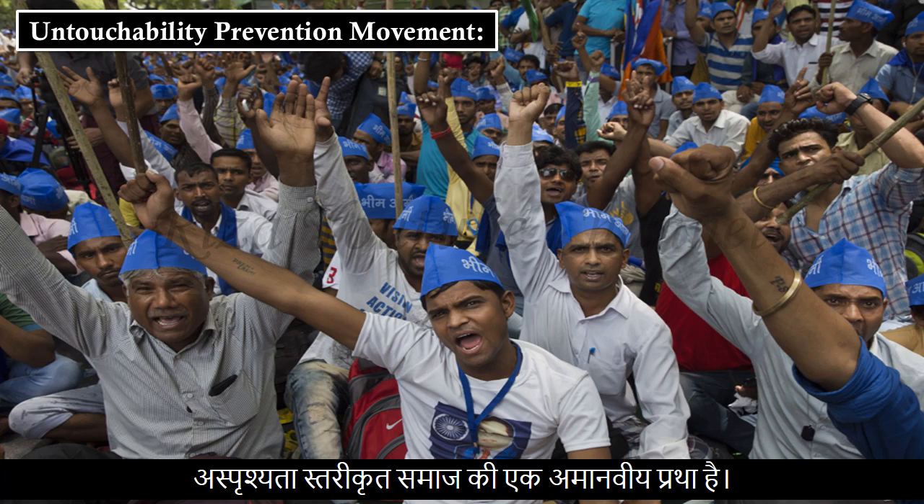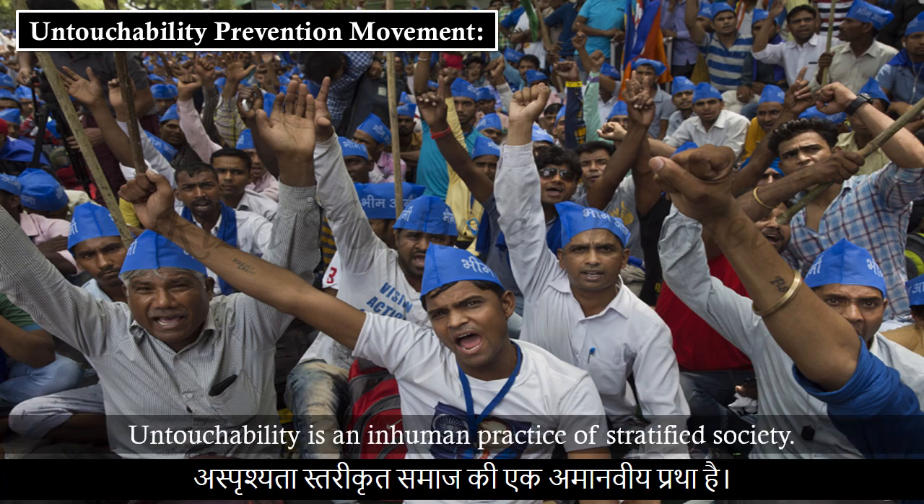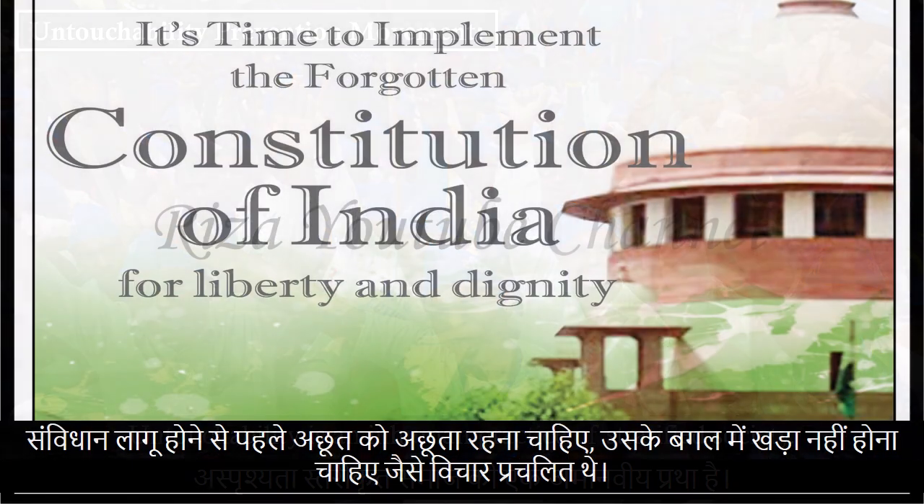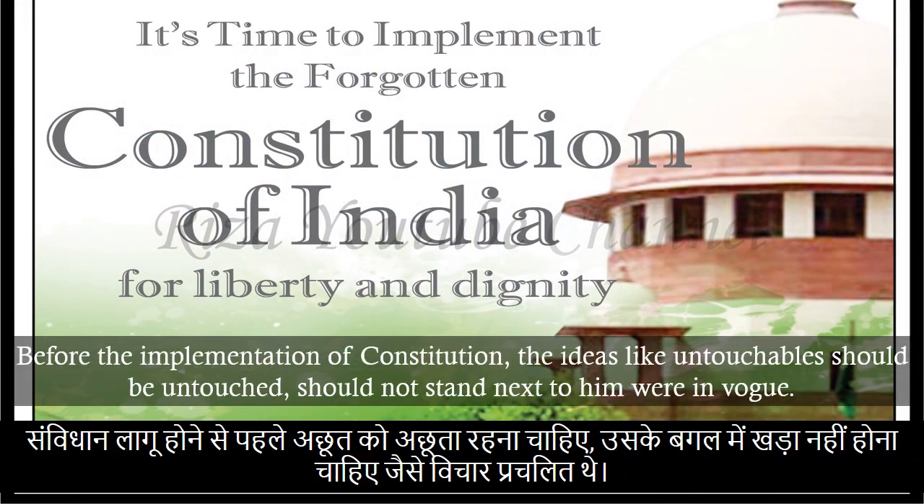Untouchability Prevention Movement. Untouchability is an inhuman practice of a stratified society. Before the implementation of the Constitution, ideas like untouchables should not be touched, should not stand next to him, were in vogue.